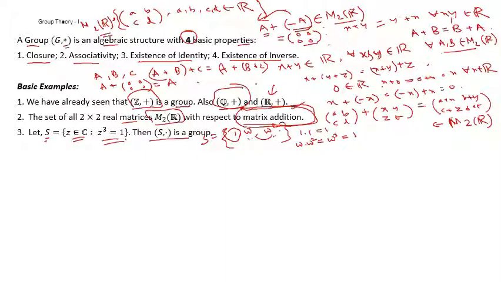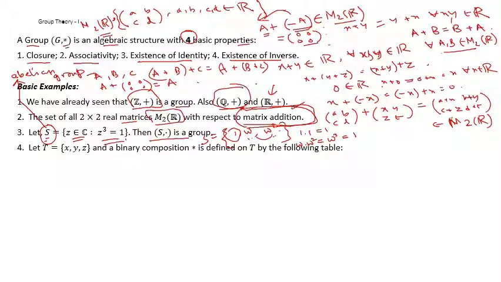And not only that, since multiplication of complex numbers is also commutative, we can easily see that this actually is an abelian group, right?